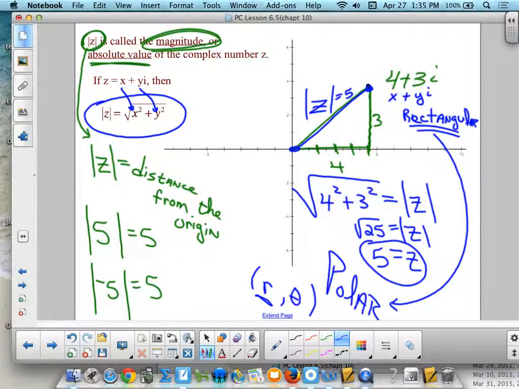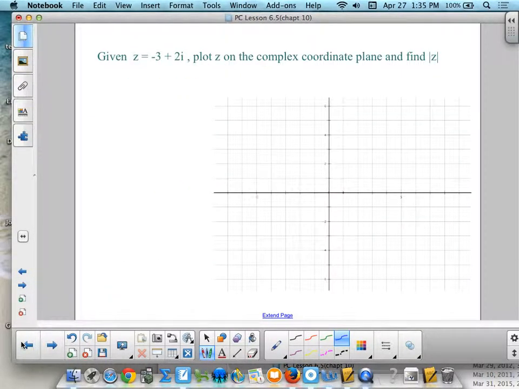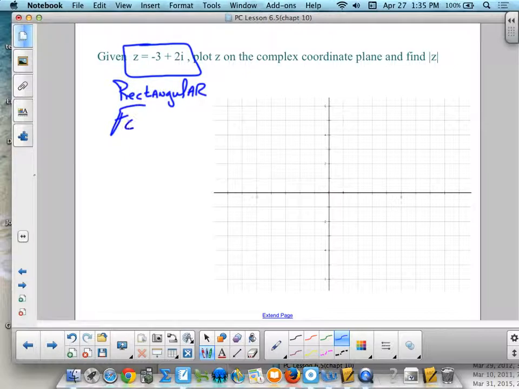Okay? All right, I'm going to move on, and then you will see what's really going on in this next slide. Oh, I'm sorry, I went too fast. We have to practice. Let's get the absolute value of z. So here is an example of rectangular form. Let's take rectangular form and plot it on the complex coordinate plane, and then find the absolute value of z.